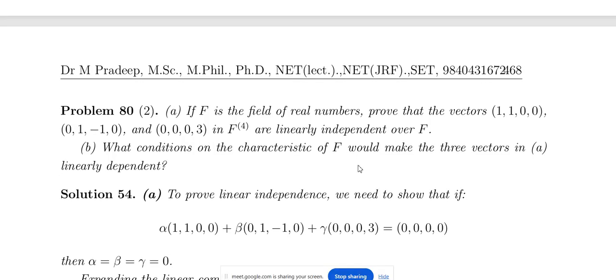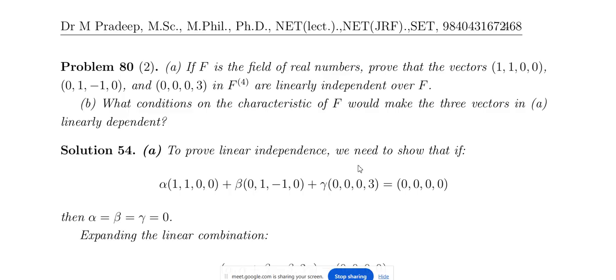If F is the field of real numbers, then the vectors 1, 1, 0, 0; 0, 1, minus 1, 0; and 0, 0, 0, 3 in F power 4 are linearly independent over F. So what condition on the characteristic of F would make the three vectors in the result linearly dependent? What condition on the characteristic of F? First of all, to prove linear independence, take alpha times something, beta times something, gamma times something equal to 0, and try to find alpha, beta, gamma. If all of them are zero, then linearly independent.